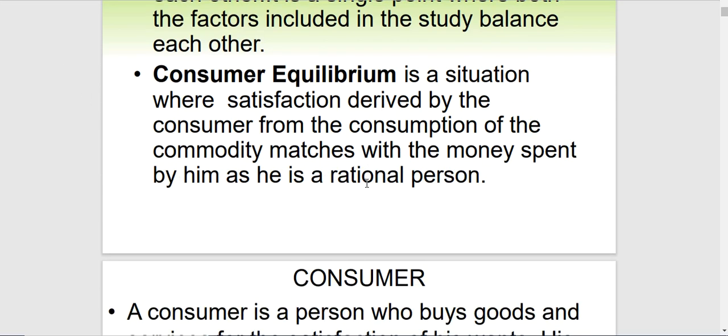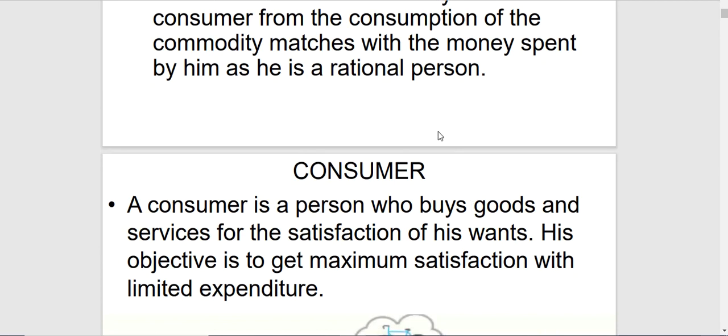This chapter will talk about the concept of consumer's equilibrium, and it will stress upon how a consumer acts and uses his resources. Resources here is money. He will try to match the money that he is spending on different units of a particular product so that he is able to satisfy his maximum wants.